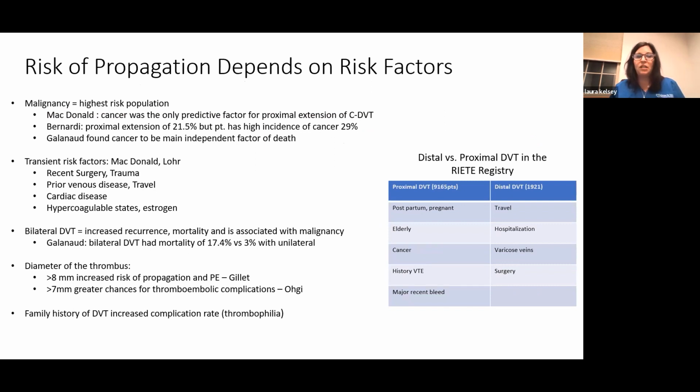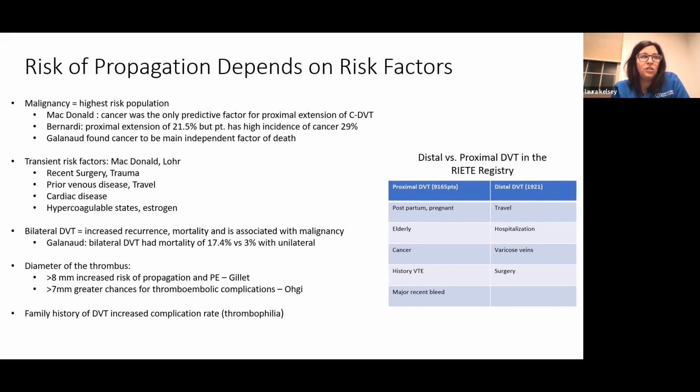And so many studies have been done to dive into the different risk factors. So malignancy is obviously the highest risk population. Multiple studies suggest that. But there are also transient risk factors. So recent surgery, trauma, venous disease, travel, cardiac disease. These are patients that tend to form isolated caffeine clots, where your cancer patients are going to tend to form the bigger, more proximal clots.